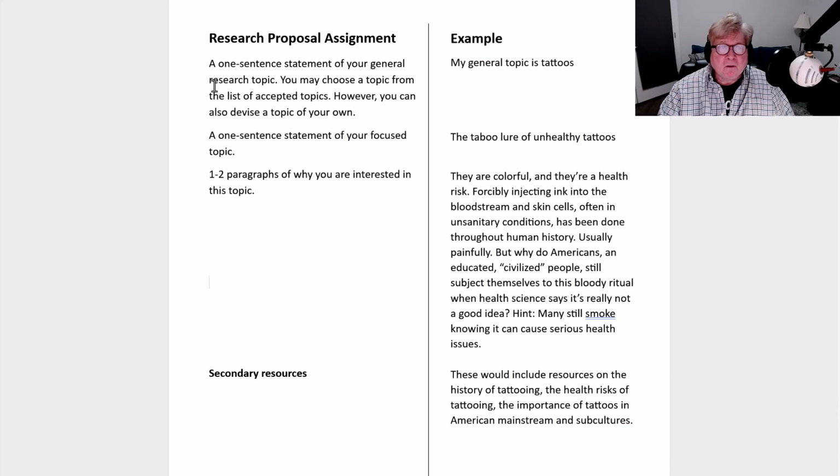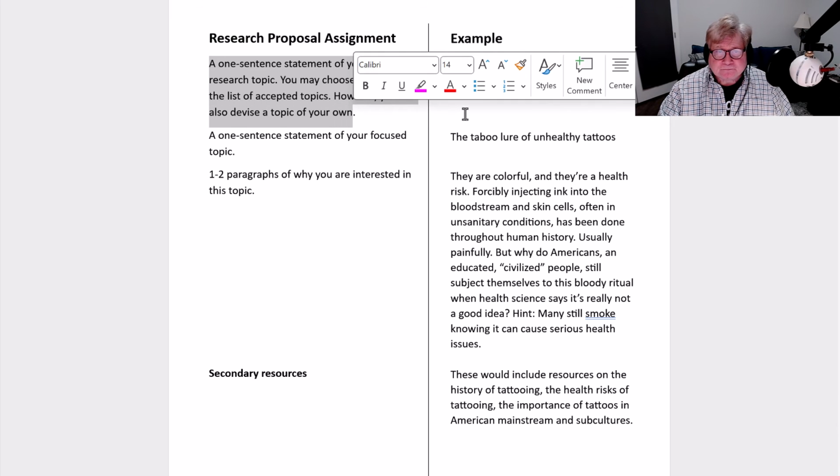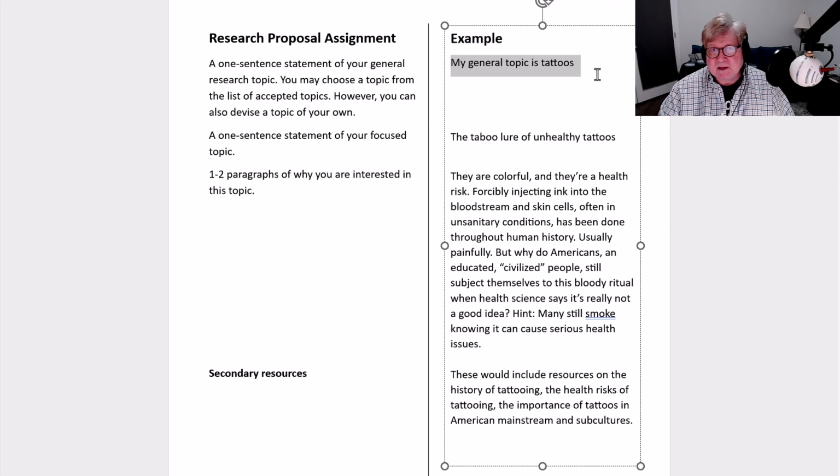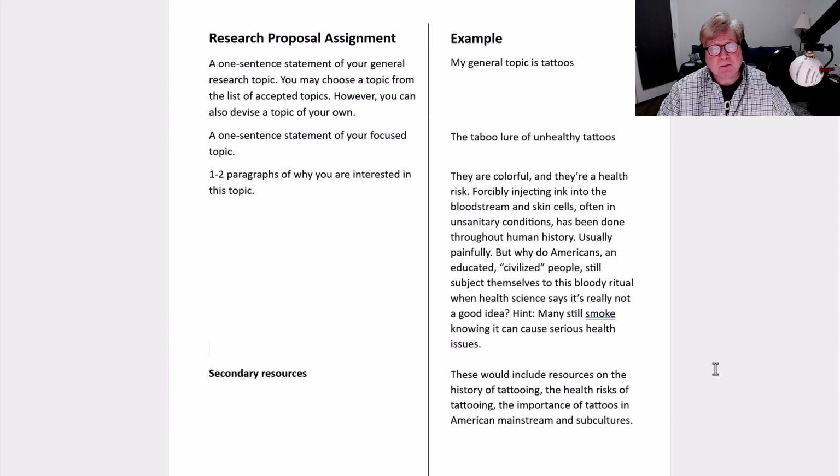So this is all that you need to turn in. A statement, let me do it on this side, a statement of your topic, a focus on that topic, a 1 to 2 paragraph description of that topic, why you're interested in that topic, and then a speculation on how you're going to use secondary sources to develop this topic. Okay, I hope that helps you get started on your research proposal assignment.